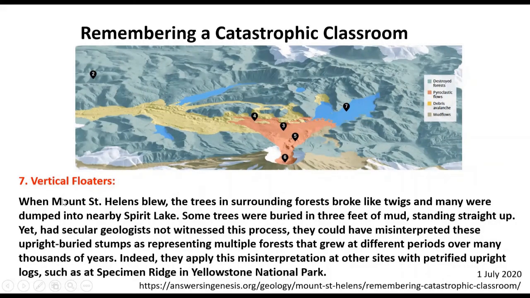Last one. Vertical floaters. When Mount St. Helens blew, the trees in surrounding forests broke like twigs, and many were dumped into Spirit Lake nearby. Some trees were buried in 3 feet of mud standing straight up. Yet, had secular geologists not witnessed this process, they could have misinterpreted these upright buried stumps as representing multiple forests that grew at different periods over many thousands of years. So you see, the trees were there not very long, but they would have thought it was thousands of years. And they misapplied this misinterpretation at other sites with petrified upright logs, like Specimen Ridge in Yellowstone National Park.